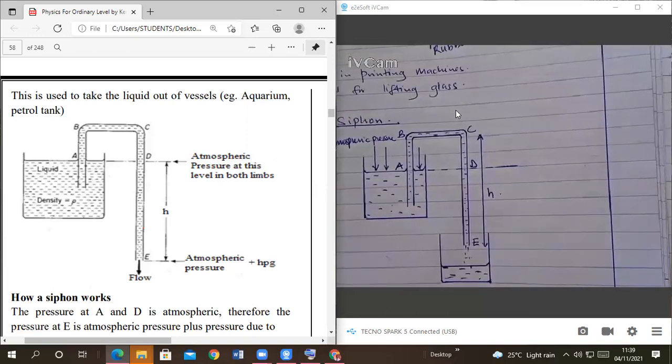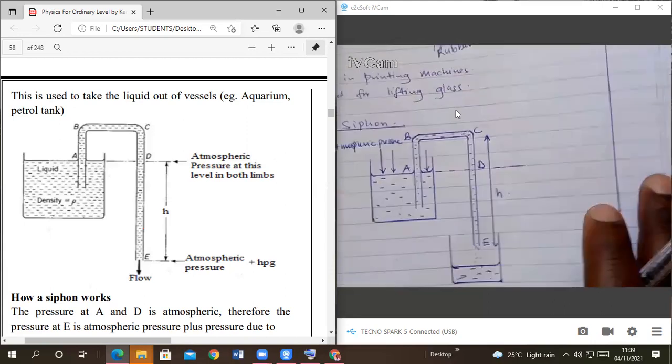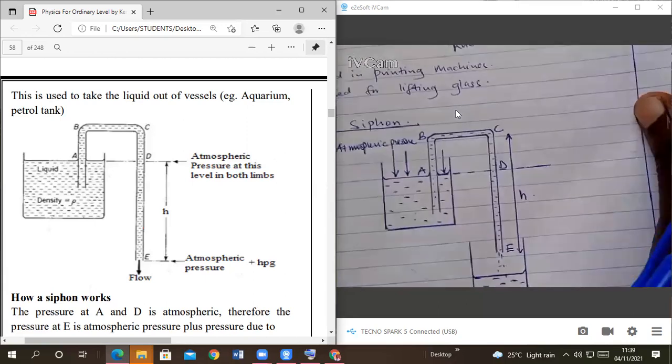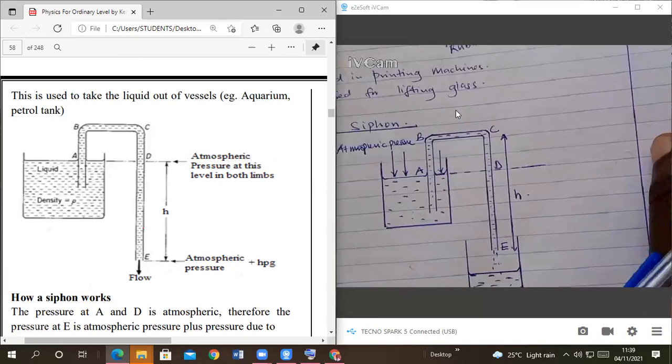Atmospheric pressure. Okay. You are copying from there, isn't it? So I can change the other way.